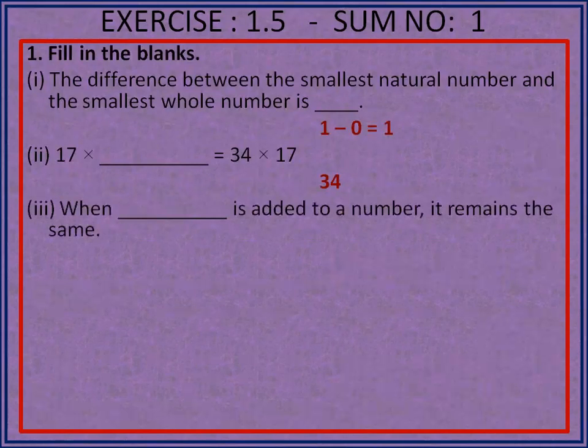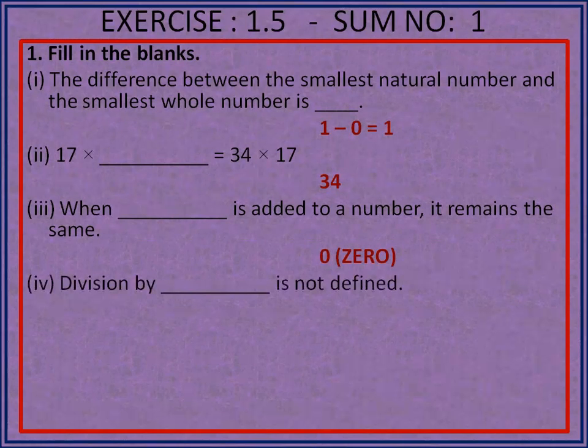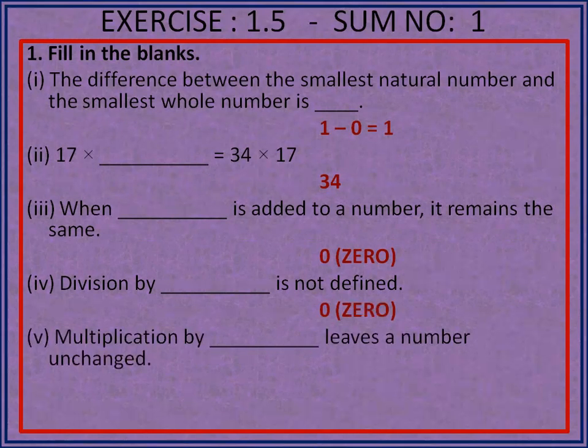When dash is added to a number, it remains the same. So you add 0 to the number, and the value remains the same. Division by dash is not defined. Division by 0 is not defined. Multiplication by dash leaves a number unchanged. So when you multiply by 1, the value remains unchanged.